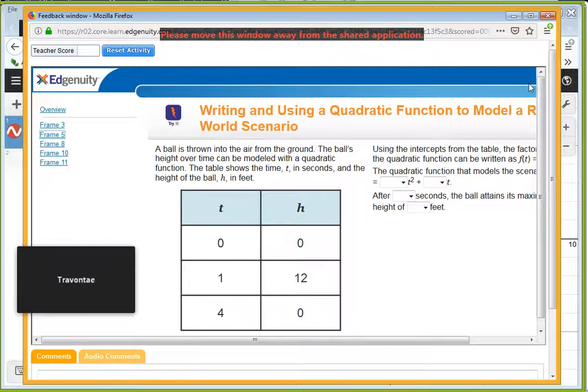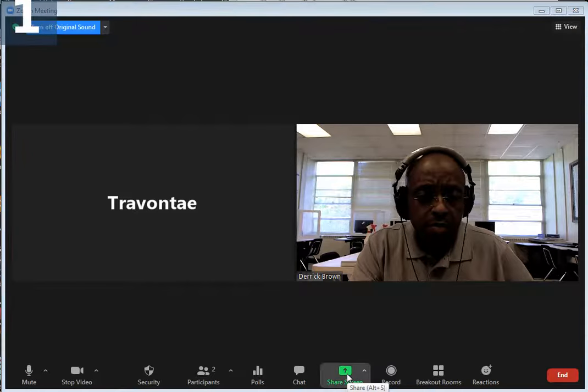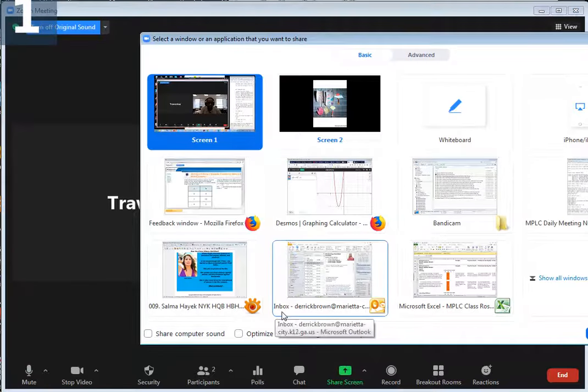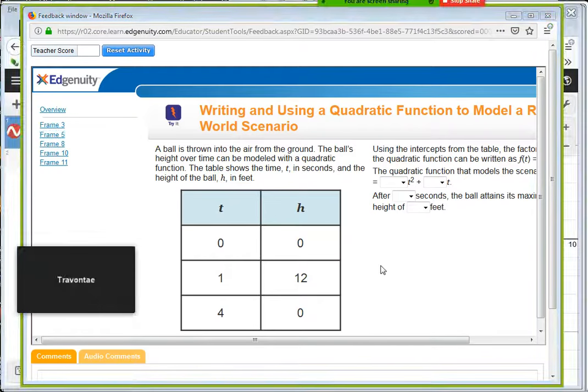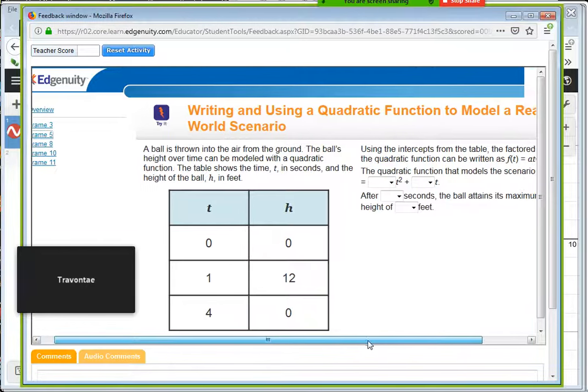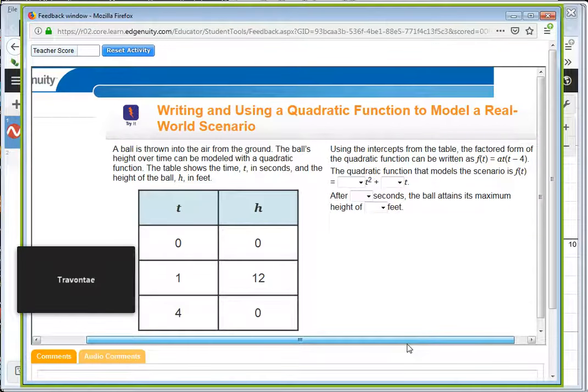Okay, now let me share the Edgenuity screen again. You tell me whether you have done this one yet. Have you seen this one yet, or is that where you stopped? That's what I'm on right now. Okay. So this will be the next thing you tackle, right? Yes. You want to do it now, or you gonna do it later? I'll just go ahead and do it now.